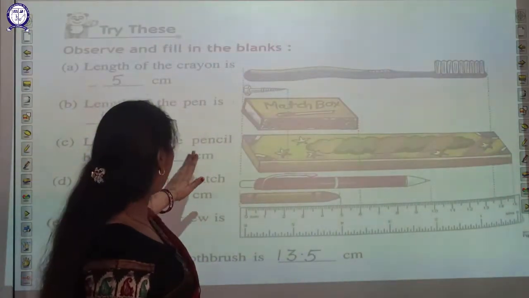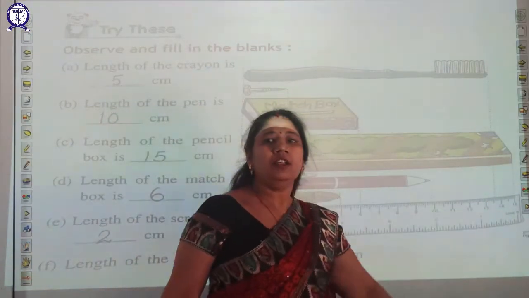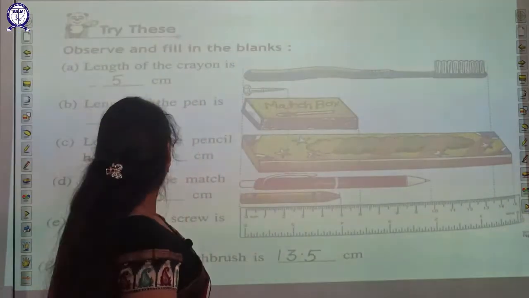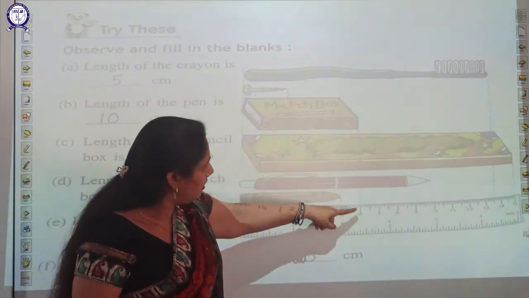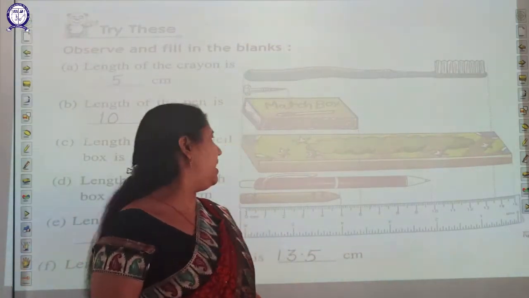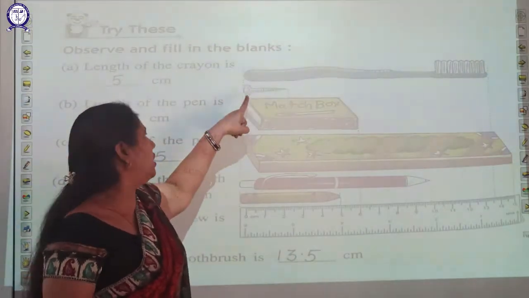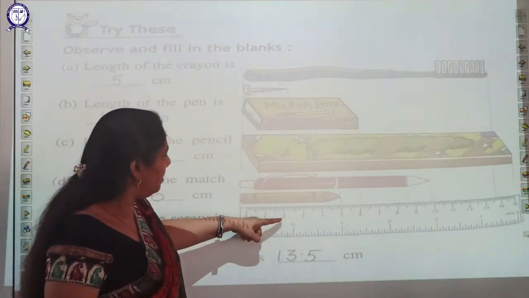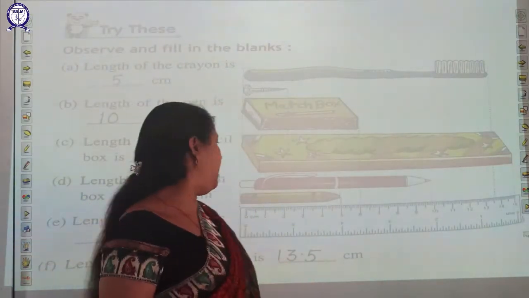Look here, pencil box. The pencil box is 0 to 15, so the length of the pencil box is 15 centimeters. Look at the matchbox, 0 to 6. So the length of the matchbox is 6 centimeters. Now next is the screw. Look at the screw, 0 to, you have to follow this dotted line. Yes, 2. So the length of the screw is 2 centimeters.